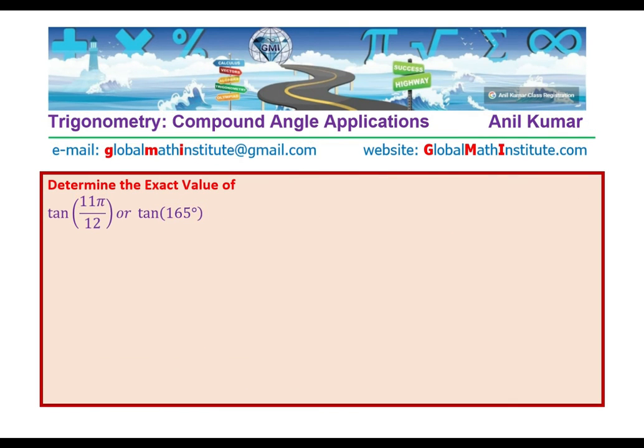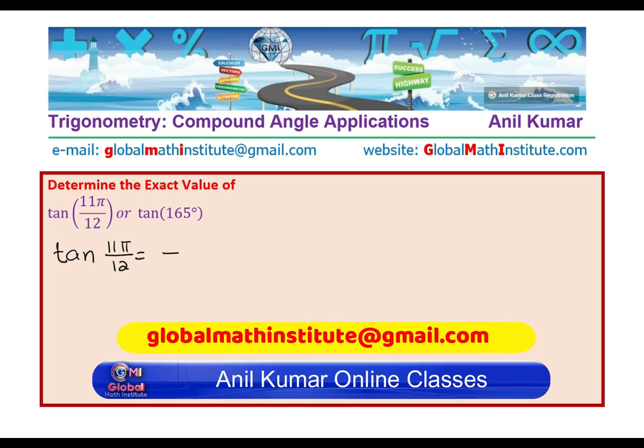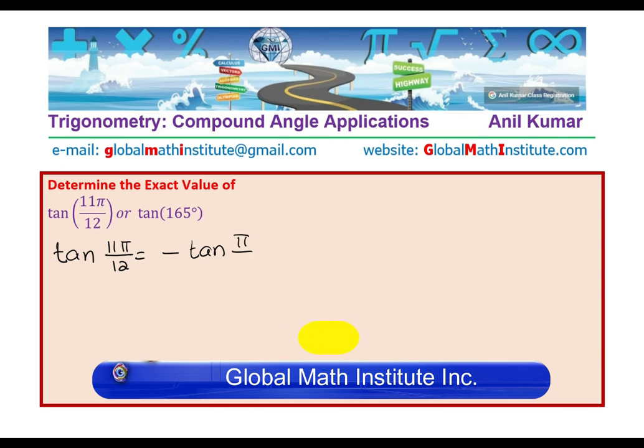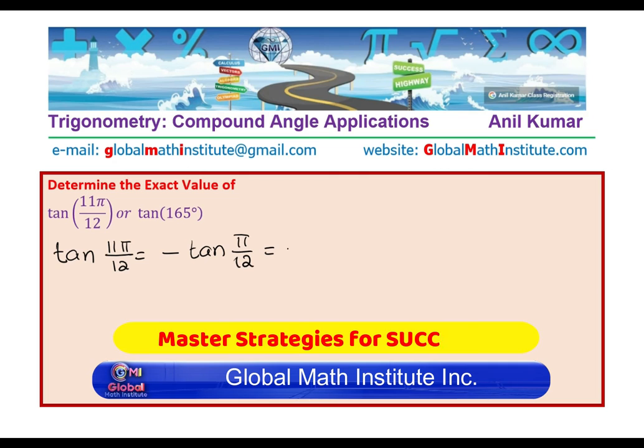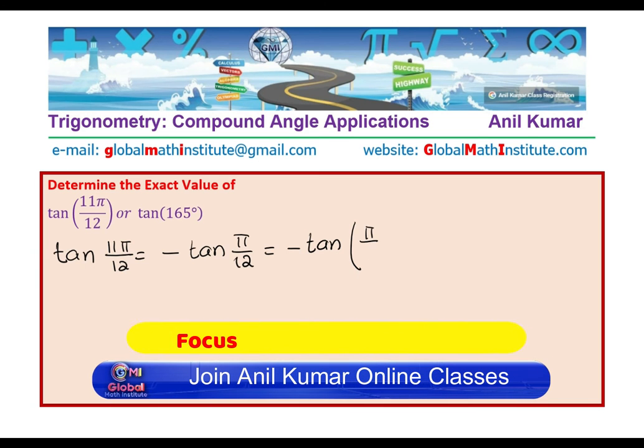So let's get back to the question. So far we have realized that tan 11 pi by 12 can be written as minus tan pi by 12, that is the related acute angle, which is minus tan of pi by 3, 60 degrees, minus pi by 4, which is 45 degrees.